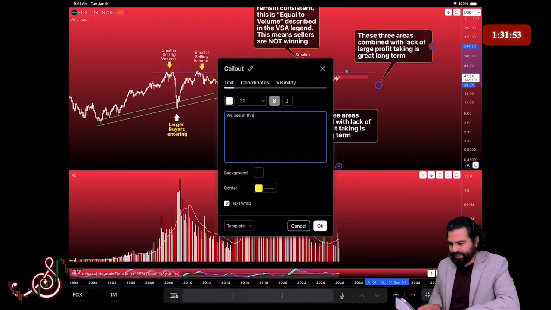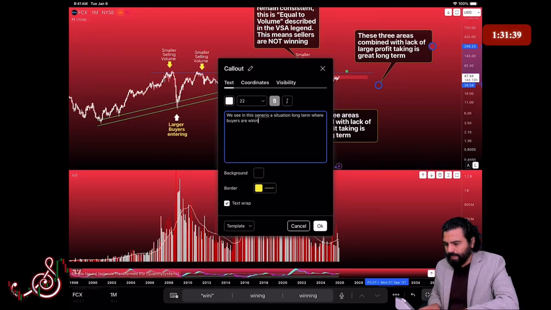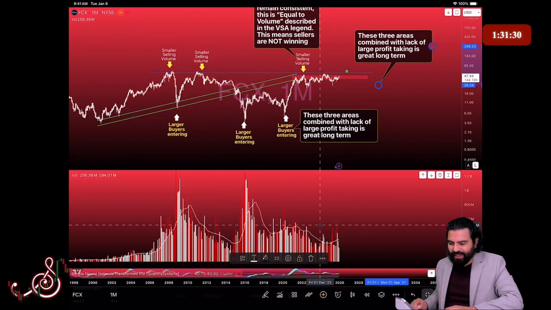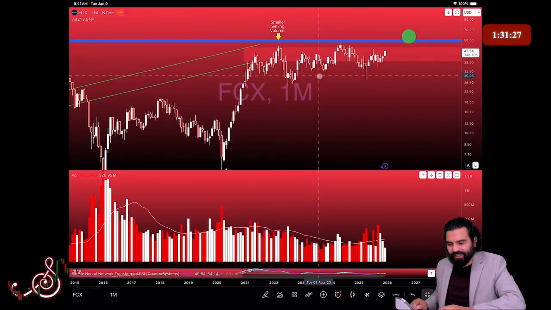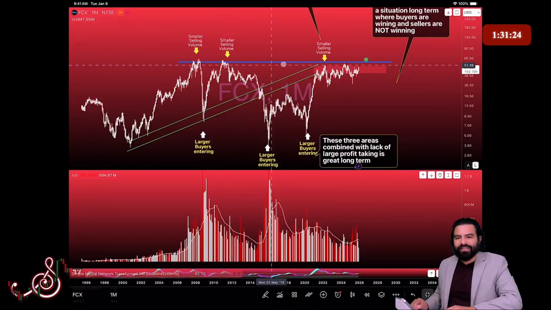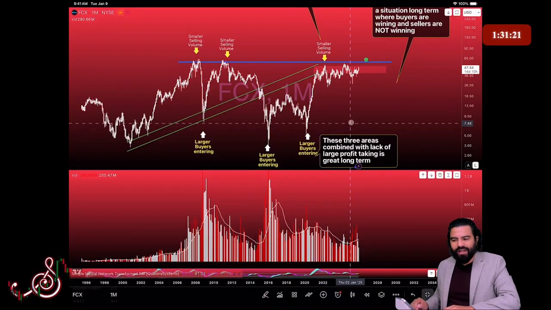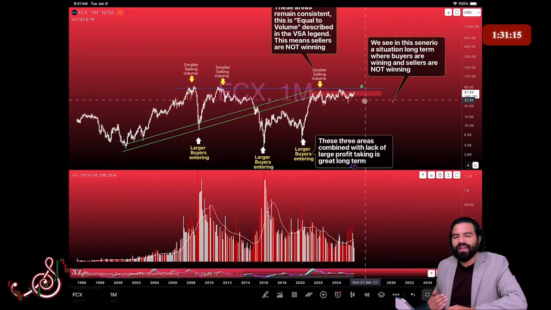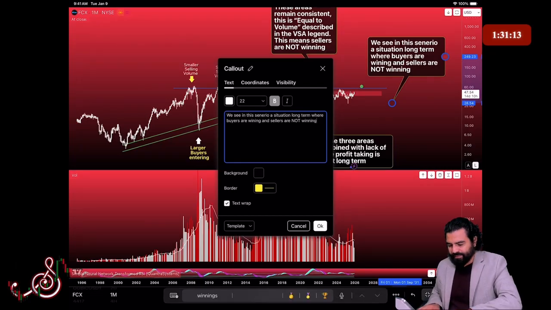We see in this scenario a situation long term, because it's on a monthly chart, where buyers are winning and sellers are not winning. Now sometimes you'll see them winning as well, and then you've got a back and forth, which is what's been happening more in the smaller term, some of the consolidation. But in the larger context, the sellers are still equal to volume, so they're still fighting a lot of these buyers, and we're now hovering too long into the weakness. That's a sign of actual health and strength. Nice.